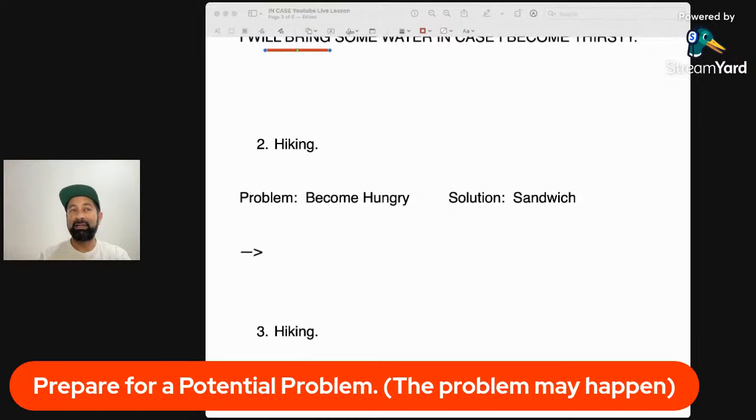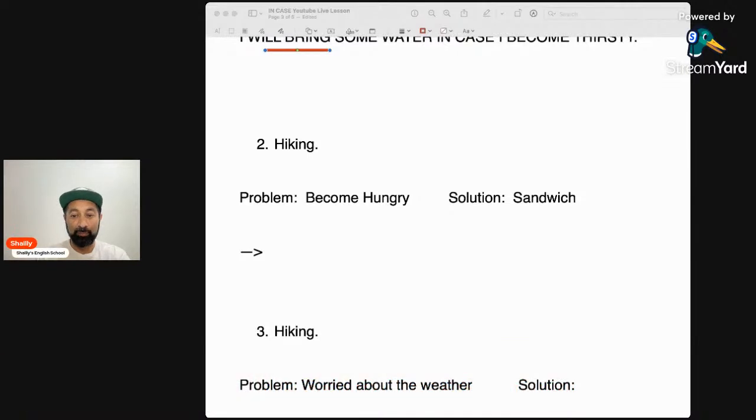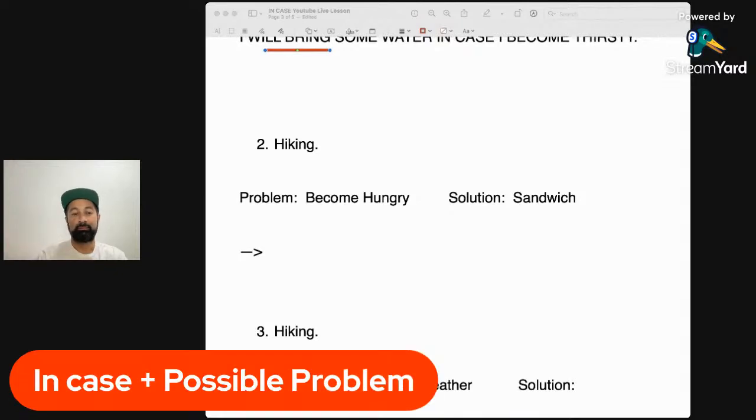And remember, after "in case" is when you introduce the problem. So in case plus the problem. I think the easiest way is to just put "in case" in the middle. After "in case," introduce your problem. Before "in case," introduce your solution.